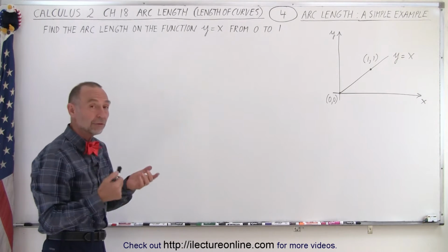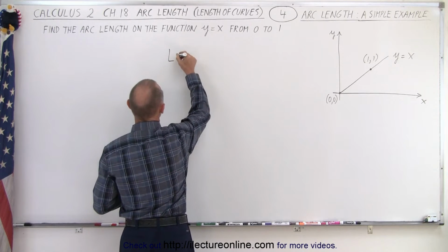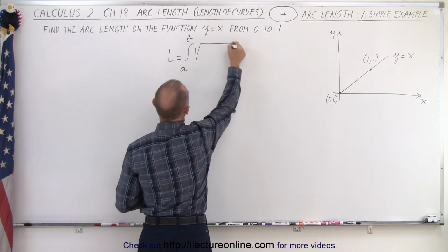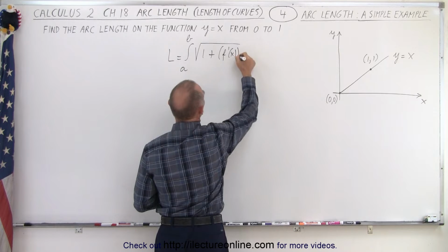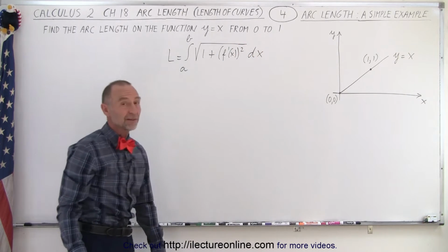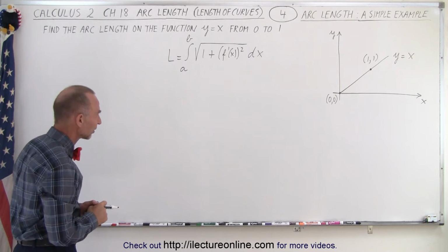All right, the general format of solving for arc length is that length is equal to the integral from a to b of the square root of 1 plus the derivative of the function squared times dx. There we go. Seems simple enough, and in this case, it's actually not going to be a difficult integral.